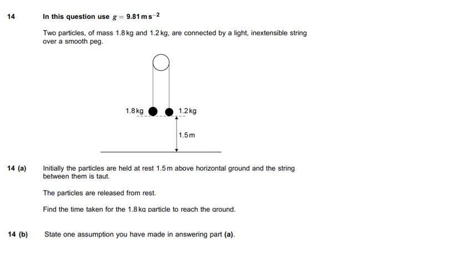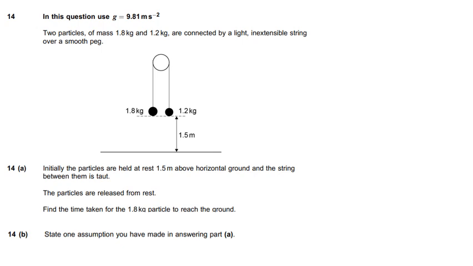Okay, 14, we've got some sort of pulley thing. So particles of mass 1.8 kilogram and 1.2 kilogram are connected by a string over a peg. Initially, the particles are held at rest 1.5 meters above the ground. And then the particles are released from rest. Find the time taken for the 1.8 kilogram particle to reach the ground.